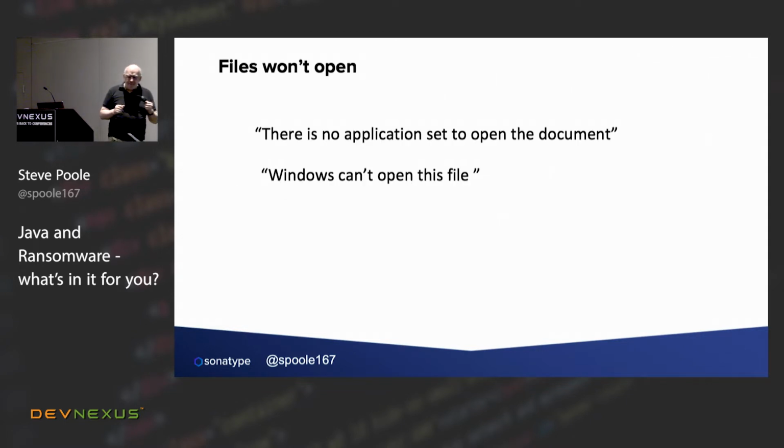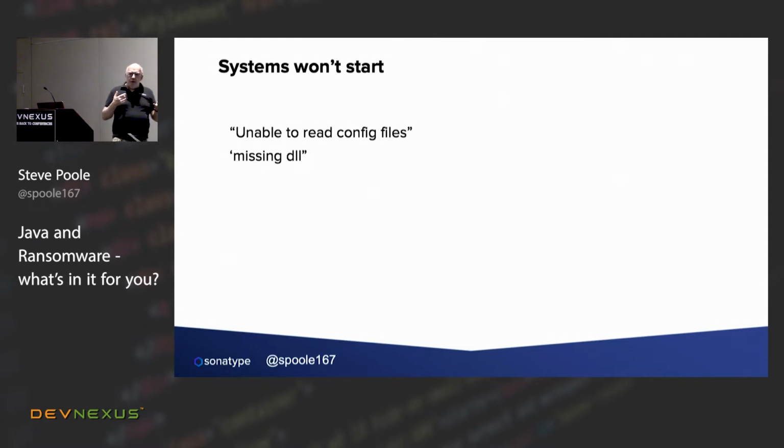So you come in one day, maybe not you, one of the people running your systems, and they do something and they find, oh, you've got a client who can't open an Excel spreadsheet. Windows can't open this file. Something weird happens. That's quite a common way this starts. Other things, like systems won't start because the config file's been corrupted, or files have gone missing. Can't find these DLLs. Systems won't start. EXEs are missing, jar files are missing, you name it, they're just gone.